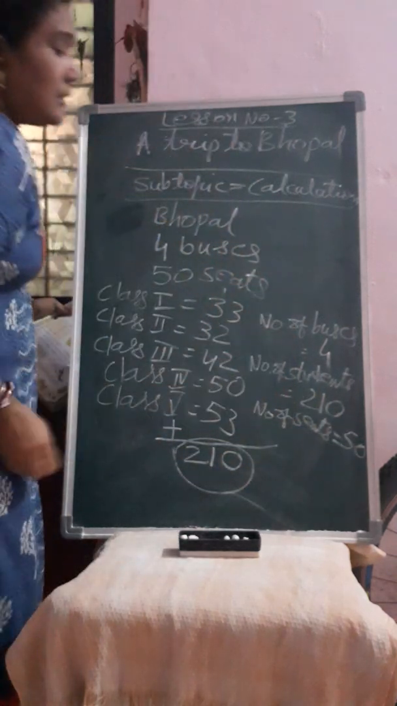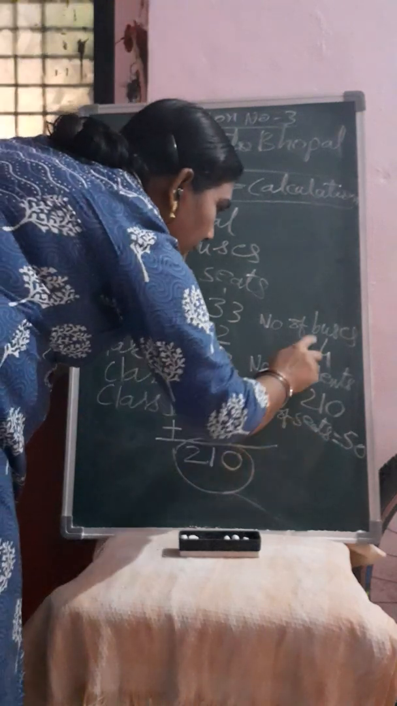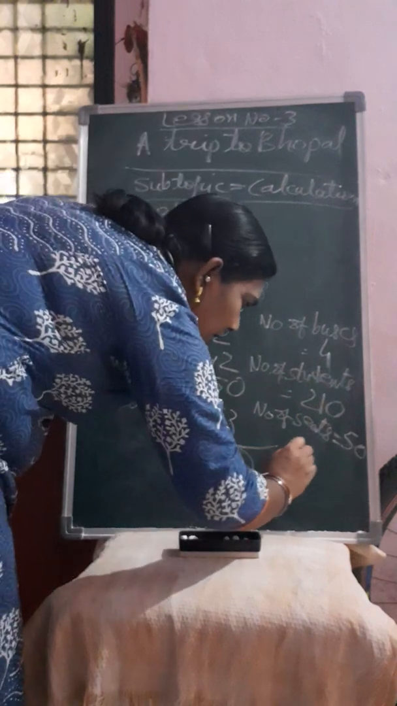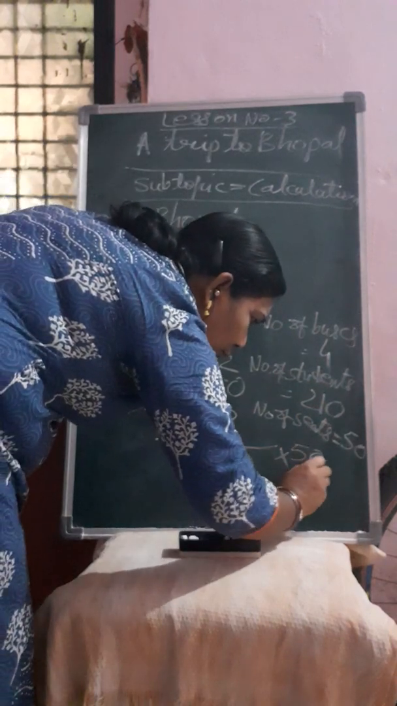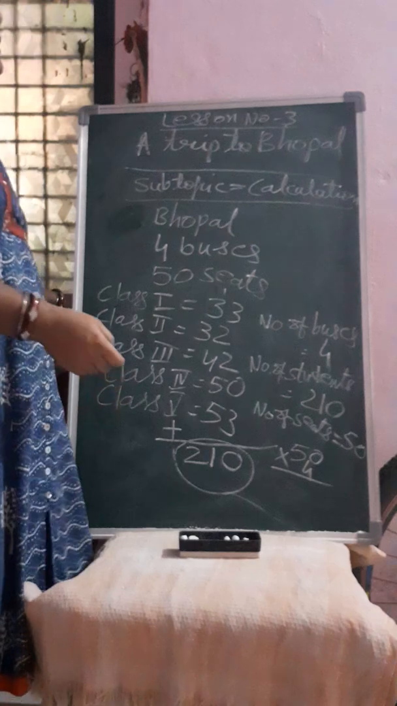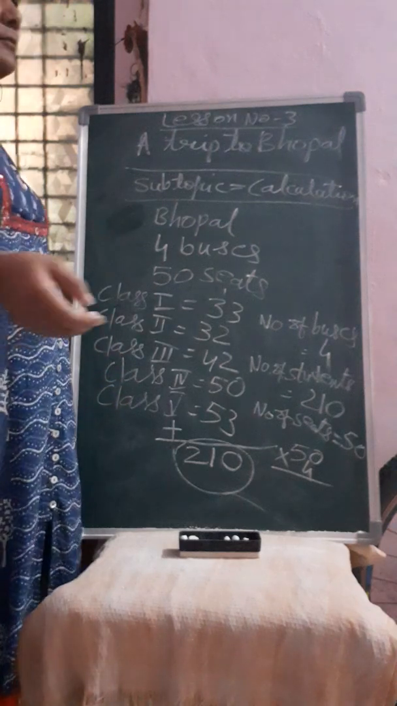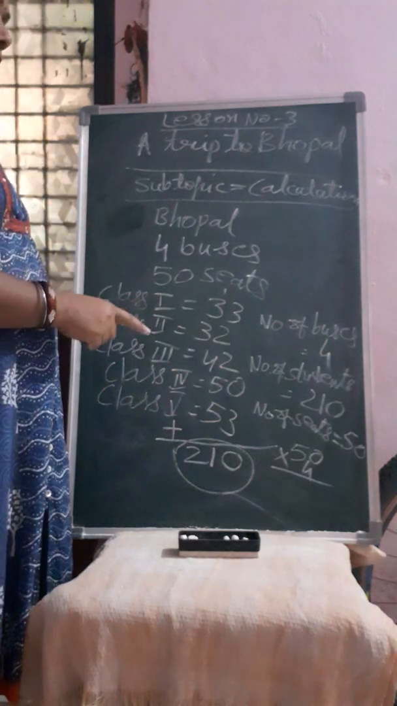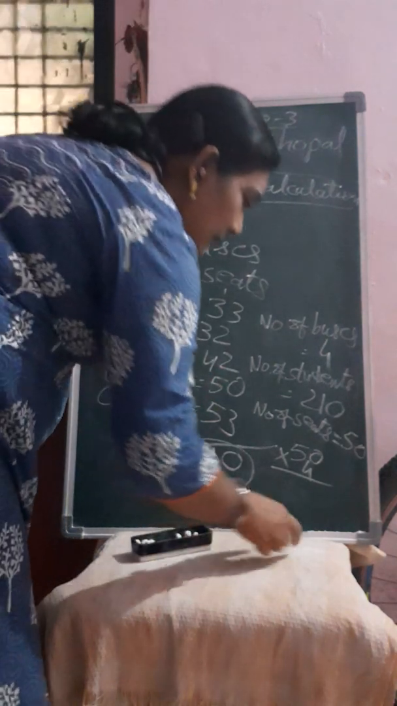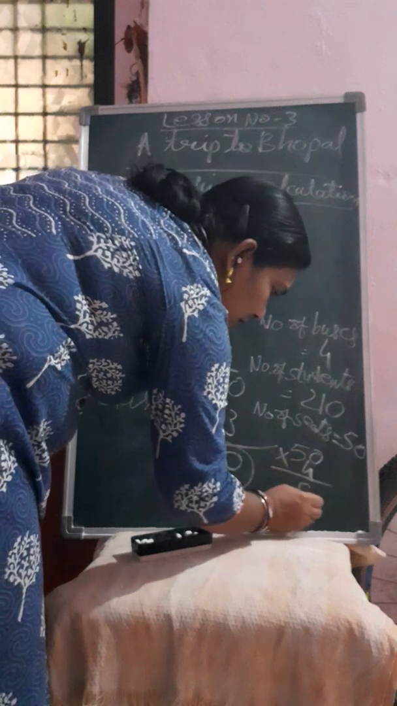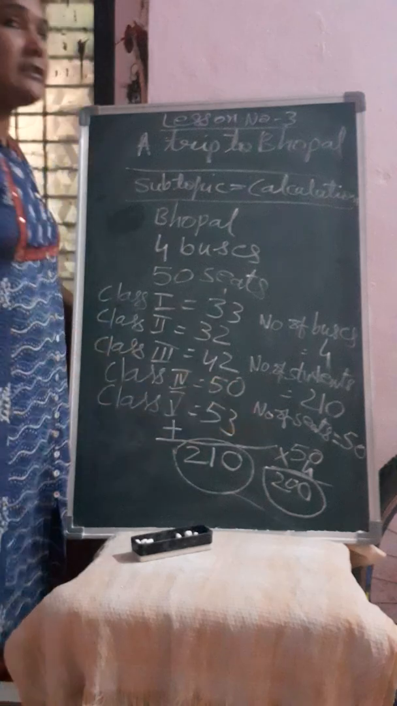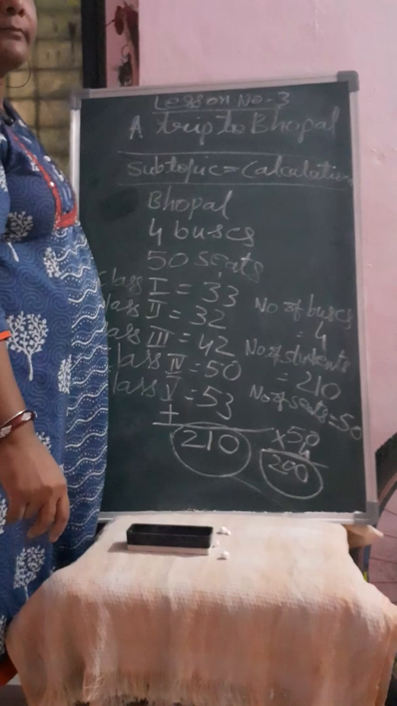50. Okay. Now if the number of buses is 4 and the number of seats is 50, we will multiply 50 by 4. So how many students will get a seat? 4 zeros are 0, 4 fives are 20. So the total number of students getting seats, 200 students are getting seats in 4 buses.